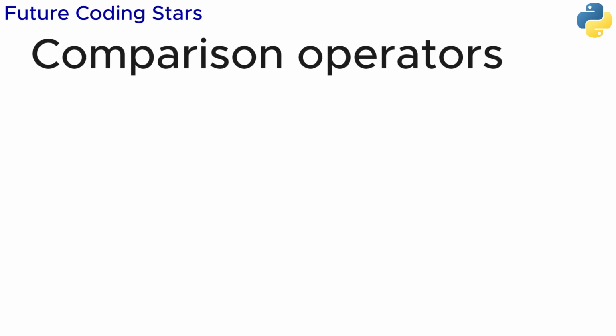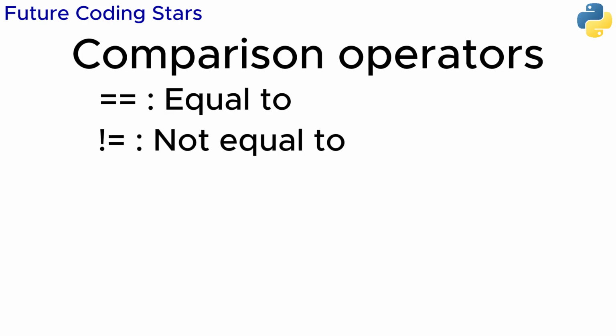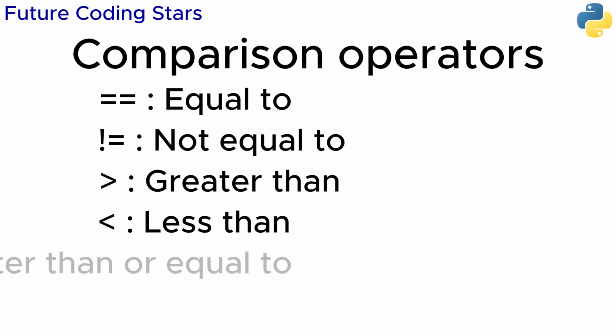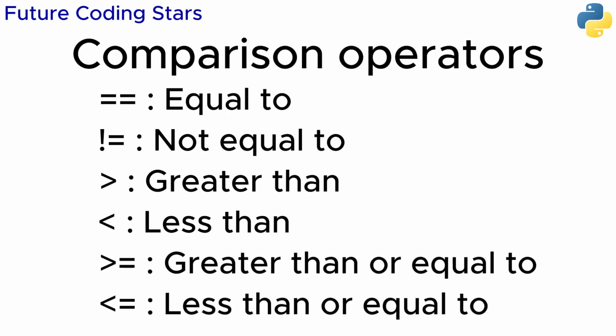Now, what exactly goes into these conditions? We use comparison operators to compare values: equal to, not equal to, greater than, less than, greater than or equal to, less than or equal to. These operators compare two values and give you back either true or false. This true or false is exactly what the if and elif statements need.